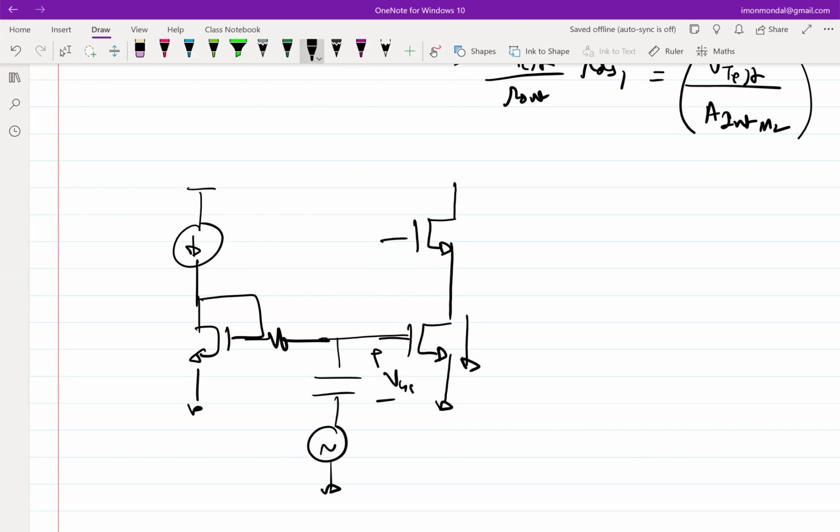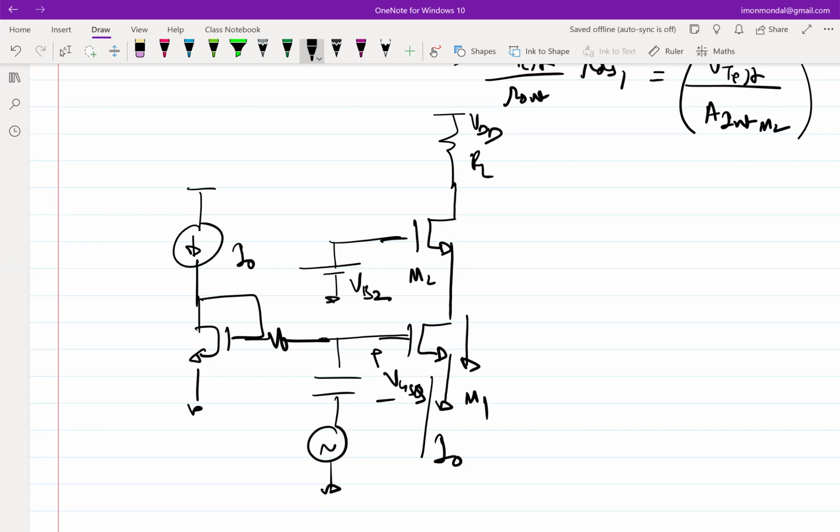So given that this is VGSQ and the value of the current corresponds to I naught, the question now boils down to how do I bias M2? Okay, so this is M1, this is M2. What will be this VB2 to ensure that both M1 and M2 are in saturation? One piece of advice while doing these types of calculations is that, to the first order, you can neglect channel modulation when you are doing biasing calculations, unless explicitly mentioned. Otherwise we'll end up with third order equations, right?